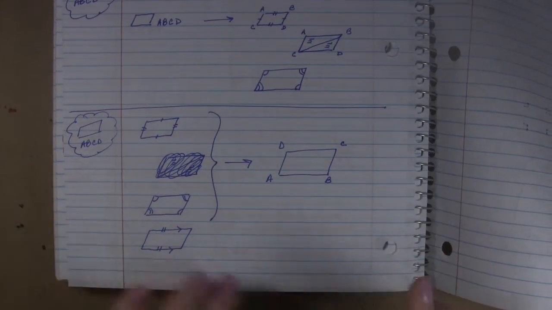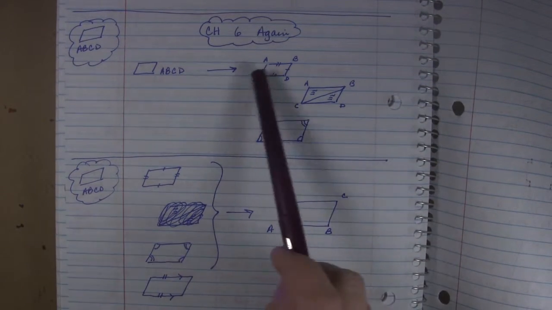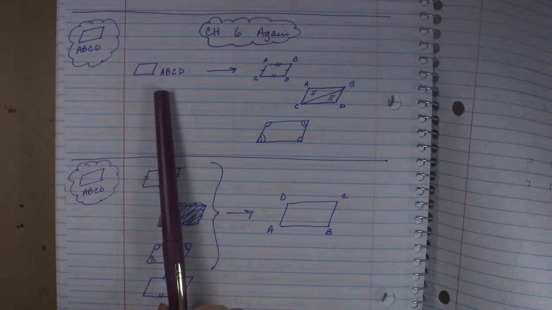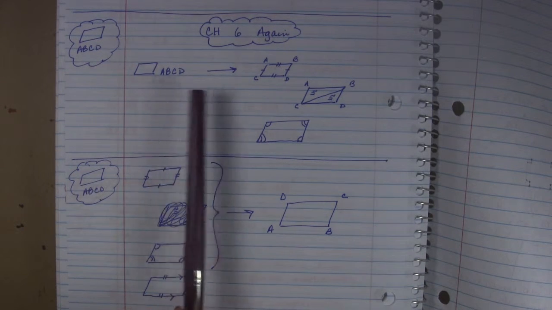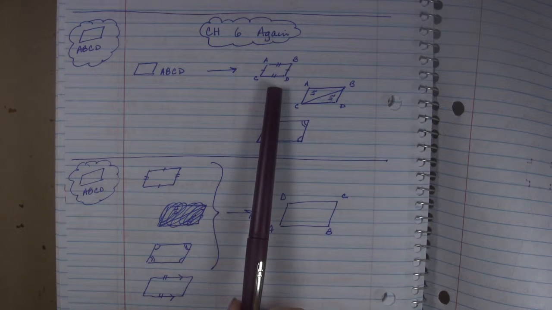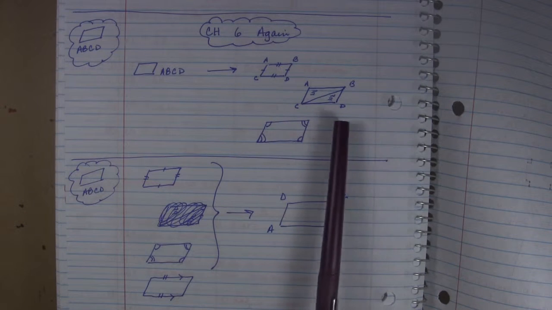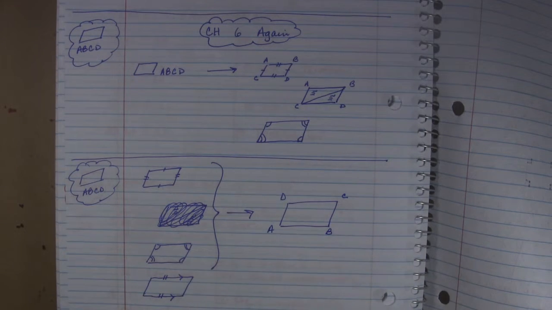Okay, then we have more of Chapter 6. If you have parallelogram ABCD, then these are the three things that you know. You know that your opposite sides are going to be congruent. You know that the triangles formed with the diagonal are going to be congruent. And you know that your opposite angles are going to be congruent.